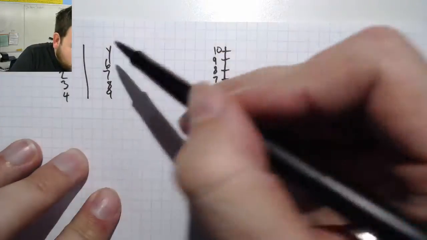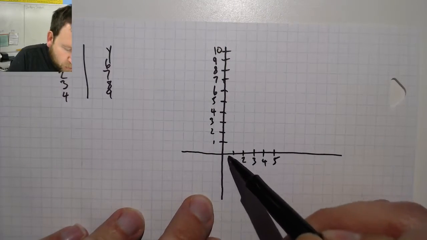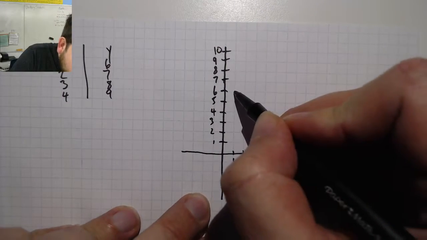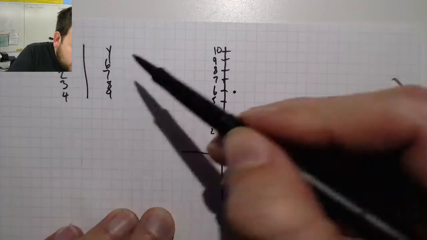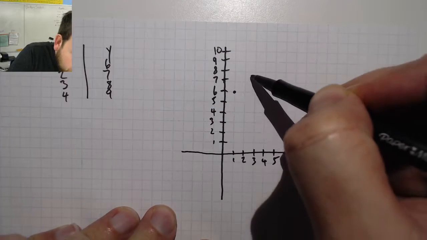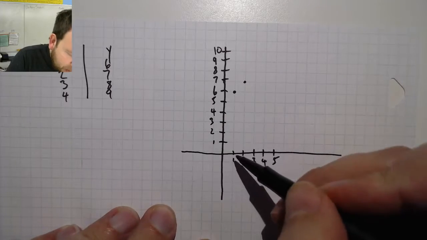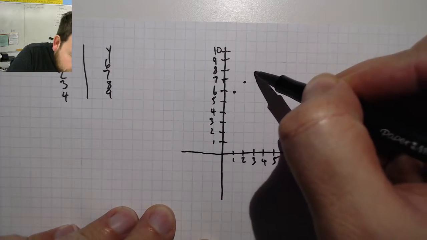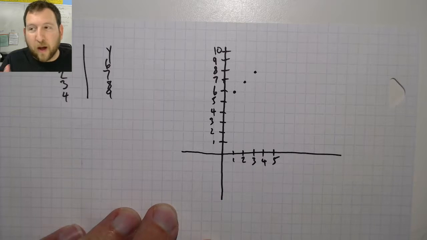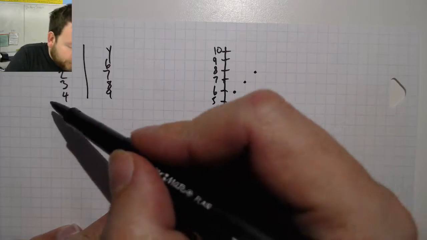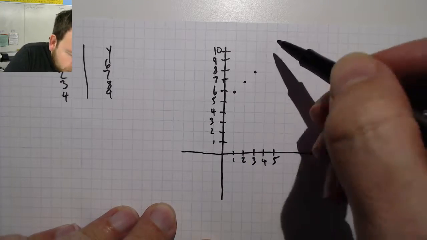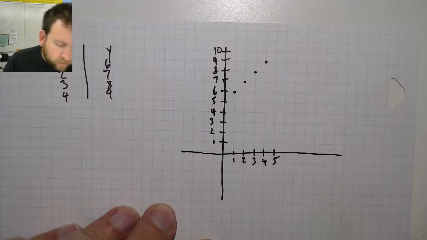My first one is 1 comma 6. I have right here 2 comma 7. Notice my x is always first. 3 comma 8. Now I should start noticing a pattern where these dots are going. My last one, 4 comma 9, is right there.